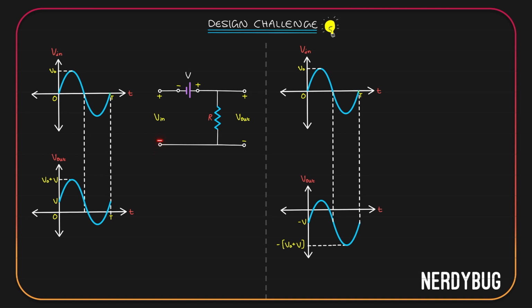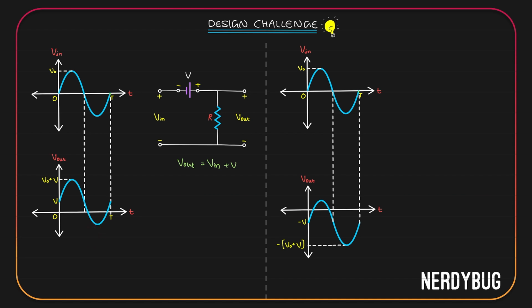V input is from negative to positive, so I'll write down V input. As we go, V is also from negative to positive, so plus V. V output is from positive to negative, so I have to write minus V out is equal to 0. Or we can write V output is V input plus V. So V output will be V input shifted V units upwards. That is exactly what we wanted.